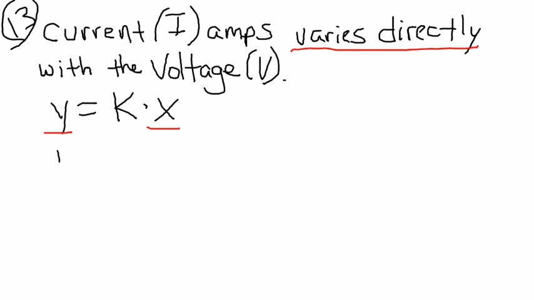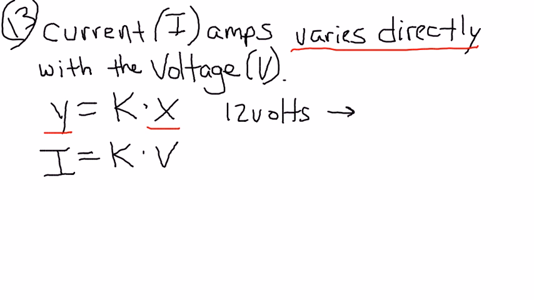Now what I would do is replace the Y and the X with I and V: I for current, which is amps, and V for volts. That way we won't forget which letter was which. So we're going to use I equals K times V. As we read the problem, they tell us that when 12 volts are applied, the current is 4 amps. So we know that 12 volts goes with 4 amps.